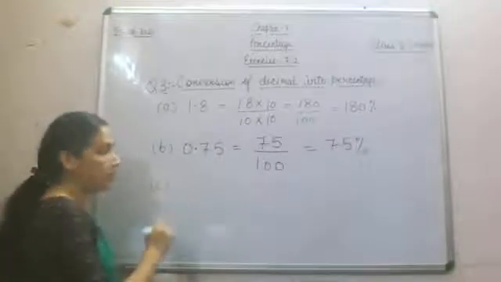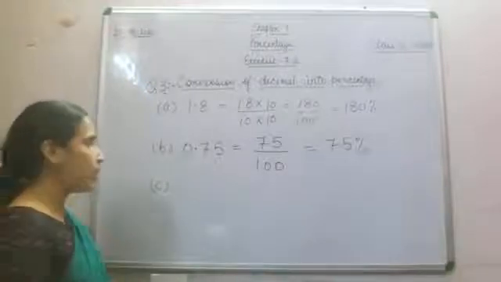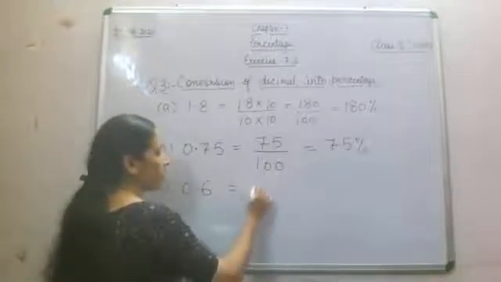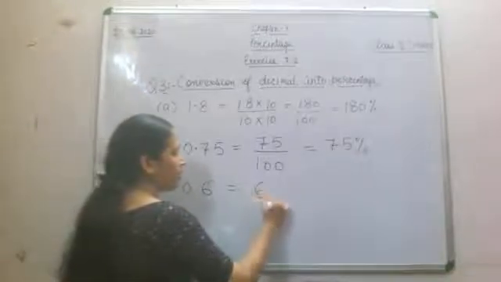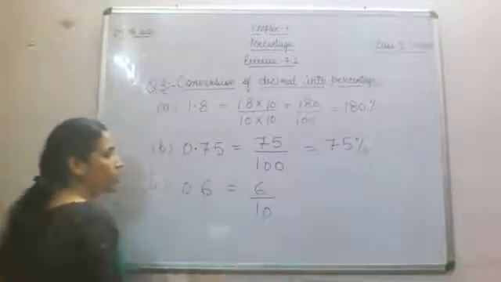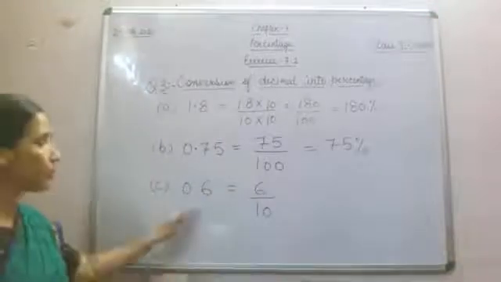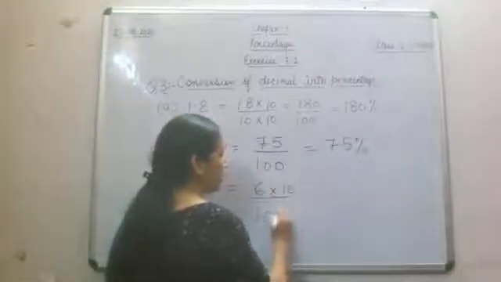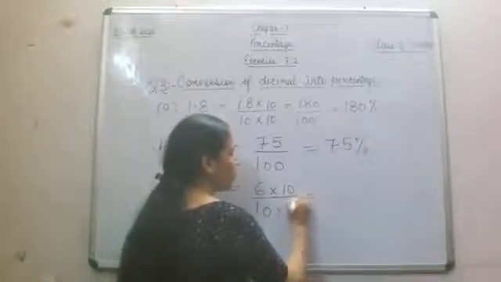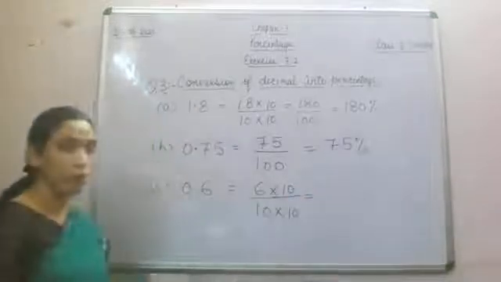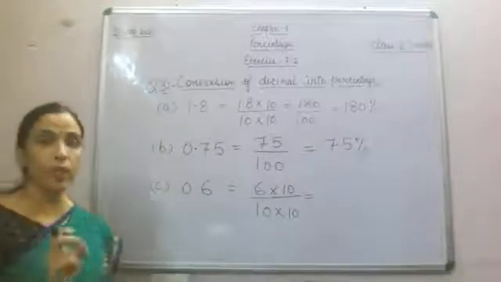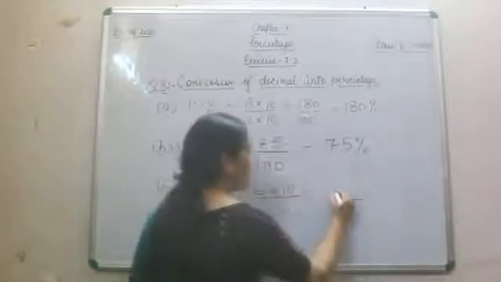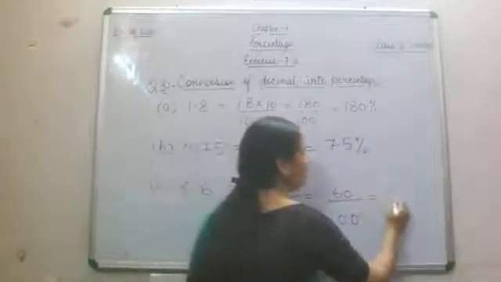Now come to C part. C part is 0.6. Again we have 1 decimal place. So what will we do in this? We'll remove the decimal and put as many zeros as there are in the question. Now after that, we'll multiply 10 in the numerator and 10 in the denominator. Why? Because in the denominator we are supposed to change the denominator into 100. So 10 tens will be 100 and here it will become 60. So the answer will become 60%.